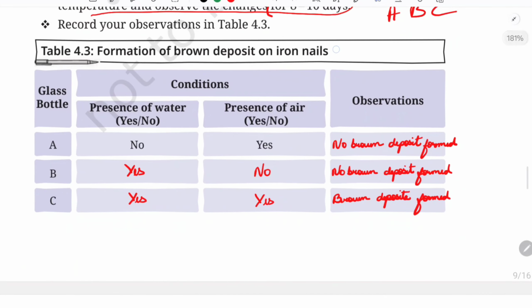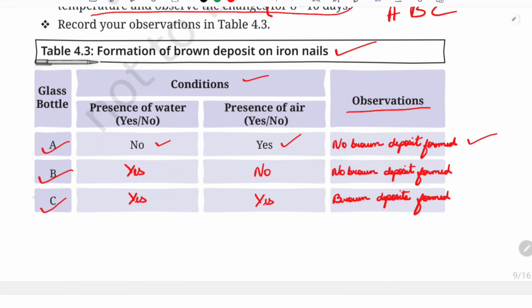So, formation of brown deposit on iron nails. Here, what were the conditions? There were 3 jars, A, B and C, isn't it? So first, presence of water. In A there was no presence of water, that is why no is written here. And presence of air, yes, presence of air was there. And what will be your observation? No brown deposit is formed. That means only in the presence of air you will not see any brown deposit, meaning there will be no rusting on the iron nail.